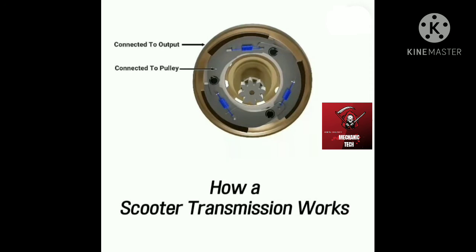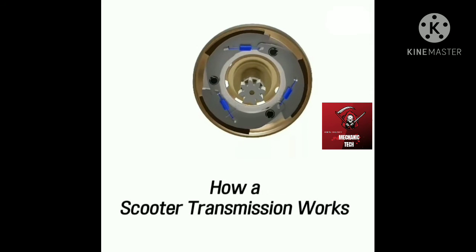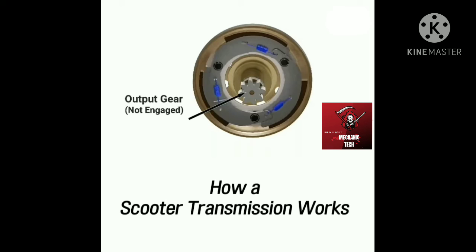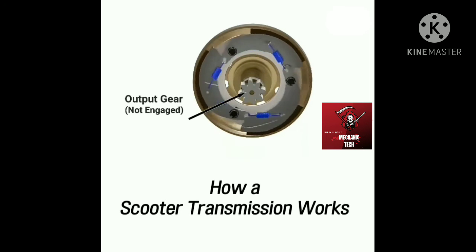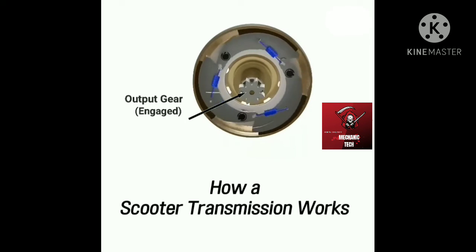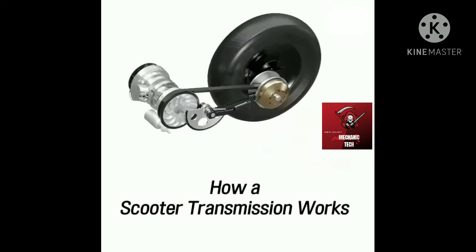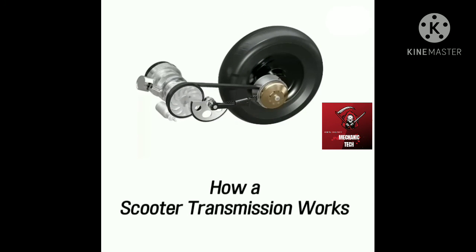When sufficient speed is reached, the centrifugal force causes the arms to swing outward, and the friction pads engage with the clutch housing. The clutch housing transfers power to the rear wheel through a gear train.